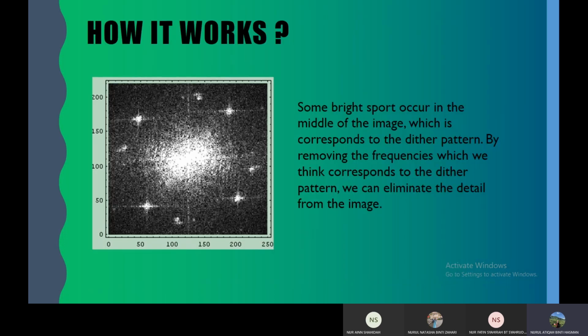So how does it work? Basically, some bright spots occur in the middle of the image, which correspond to the detail pattern. By removing the frequencies which we think correspond to the detail pattern, we can eliminate the detail from the image.